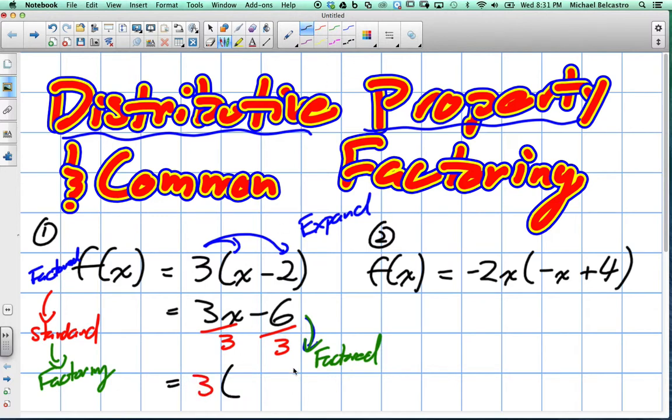And in brackets, we're going to put what the answers to these two terms would be. So 3x divided by 3 is just x, and negative 6 divided by 3 is negative 2. And if you look, we've gone full circle. Here's the same two things.